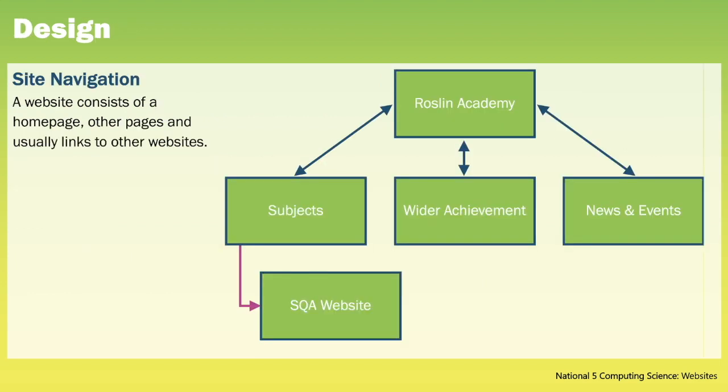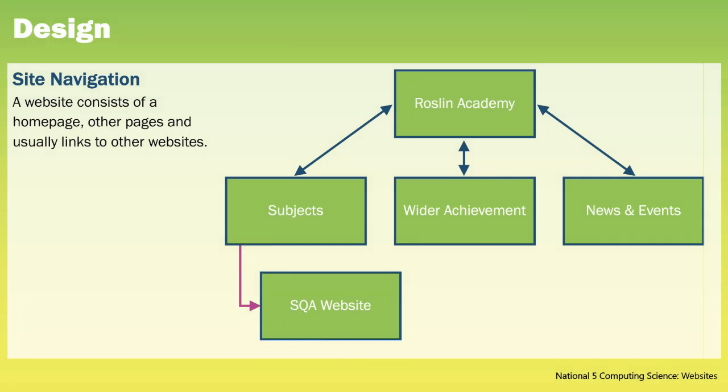Moving on to design. A website will consist of a home page and other pages that it's linked to and potentially links to external websites. The website design should include a diagram illustrating the plan of the navigation between each page. So in this example for Roslyn Academy, we have a home page that is then linked to 3 other pages, and from these 3 pages we can get back to the home page, as denoted by the double-headed arrows. From the subject page we can then go to the SQA website. As this is an external link, the link is only one way. There is no guarantee that I can get from the SQA website back to the subjects page.